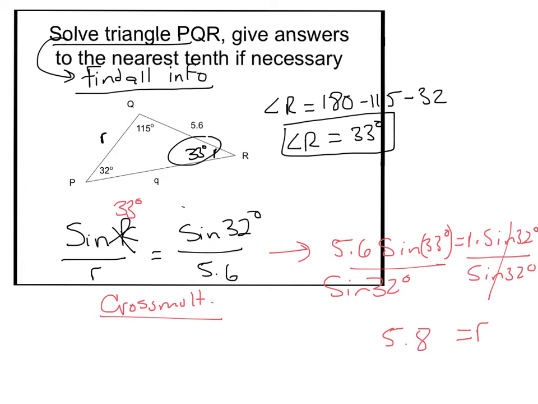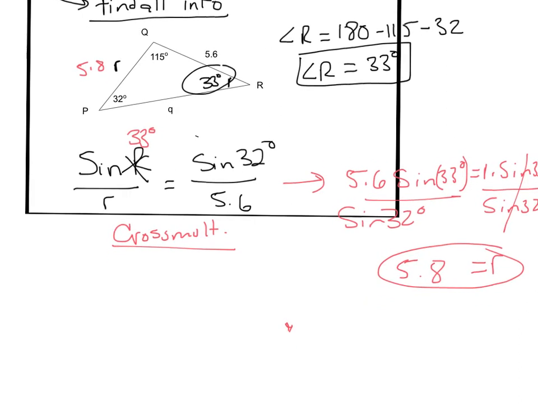I'm telling you to round to the nearest tenth. I make sure that my calculator is in degrees and not in radians, and that I have parentheses around the angle at the very top, then the divide button, and so on. And I get r is equal to 5.8. Okay, that's good. I'm still not done. I found angle R and side r, and I need to find side q.